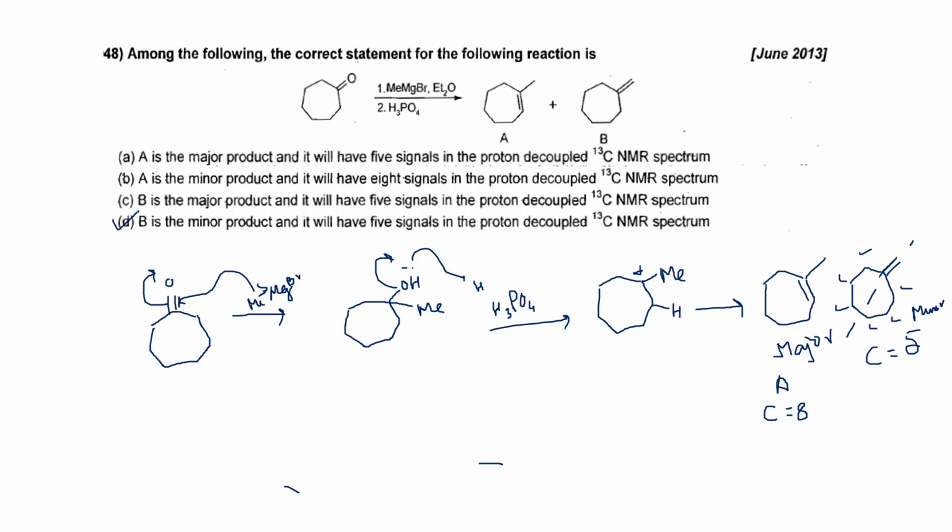Did you understand? The types of carbon determine the number of 13C signals. If there are 5 different types of carbon, it will show 5 peaks in 13C. Here two carbons are symmetrical because of this plane of symmetry. So there will be one signal for these two carbons, one signal for these two, and one signal for these two, one for this one and one for this one. Okay.